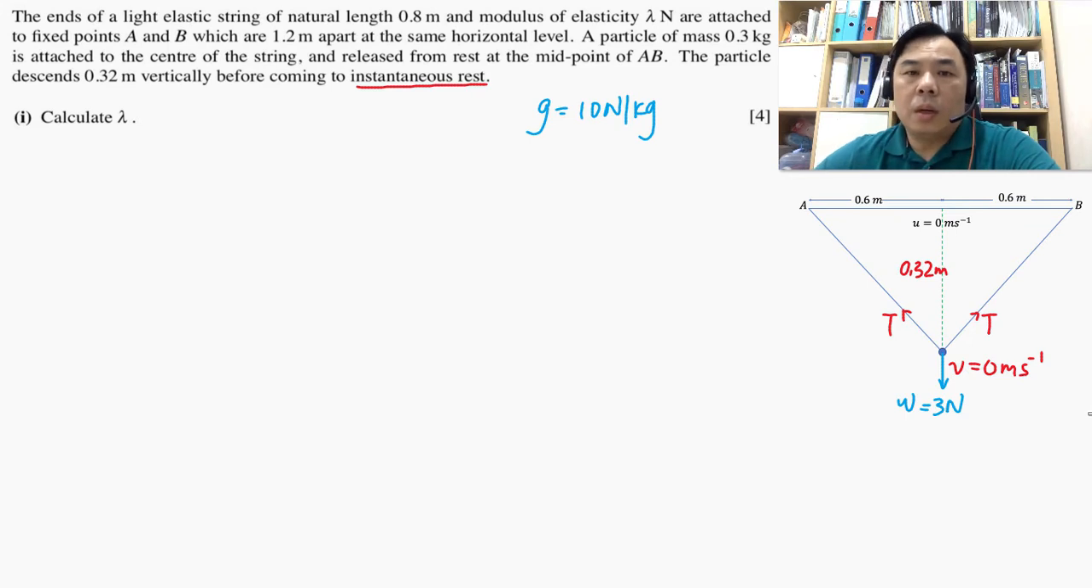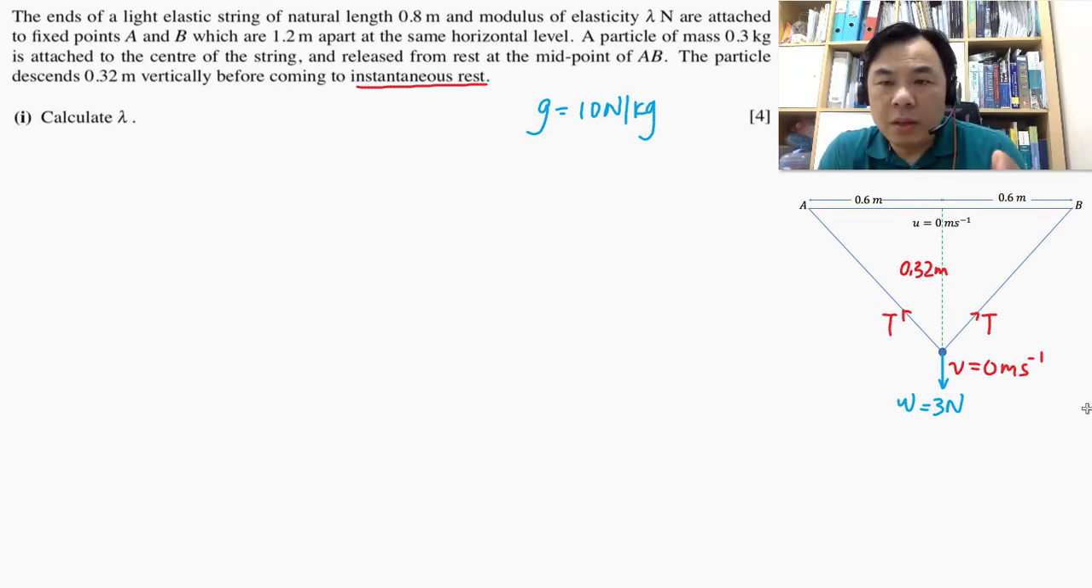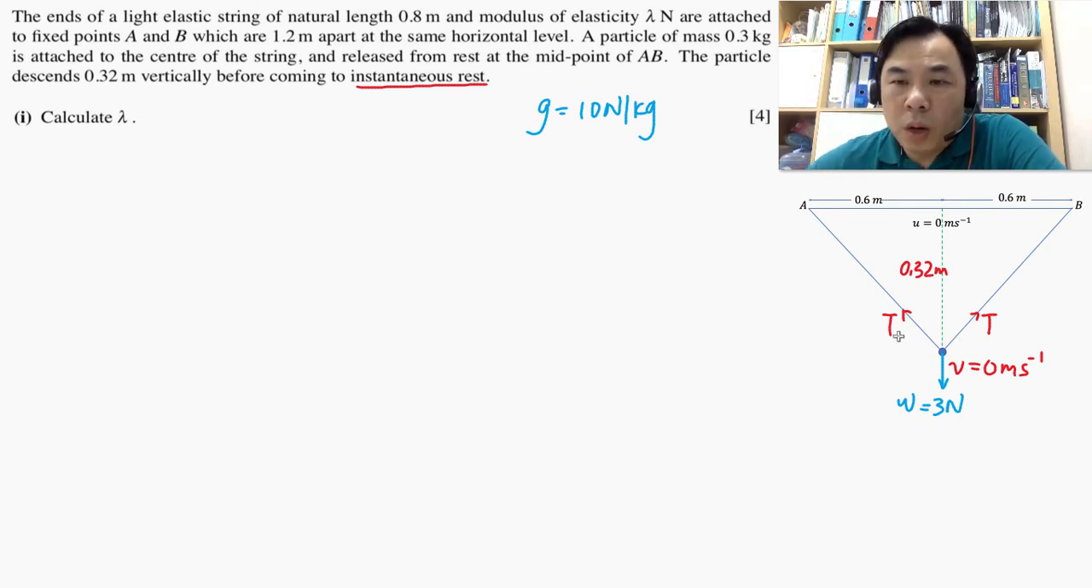0.32 meter. Okay, so I'd like to stress again, the misconception about instantaneous rest is that the object is stationary. Now that is the wrong concept or misconception. Instantaneously at rest means the object is about to change direction because the resultant force is acting in the opposite direction. Right. So at this point, the resultant force is acting in this direction, upward. That's the reason why, when you reach instantaneous rest, there will be an upward acceleration.